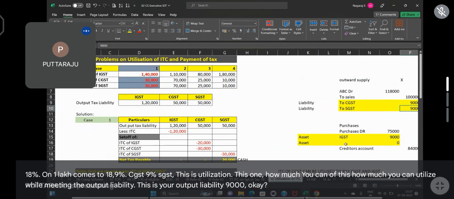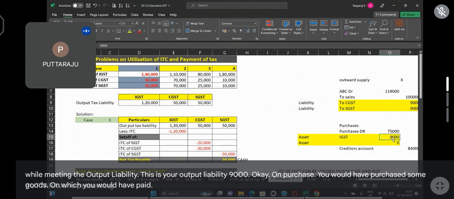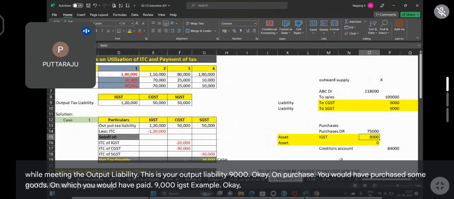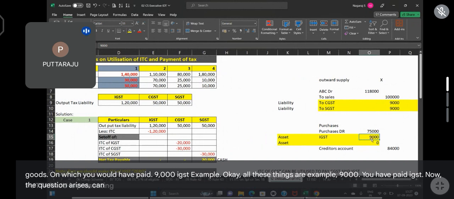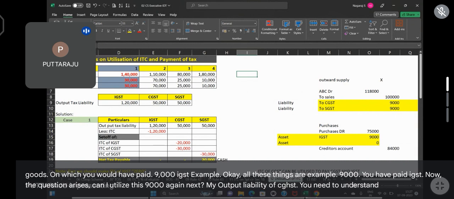On purchase, you would have purchased some goods on which you would have paid 9,000 IGST. All these things are examples. 9,000 you have paid as IGST. Now the question arises, can I utilize this 9,000 against my output liability of CGST, SGST? You need to understand a few rules here. What are the rules?